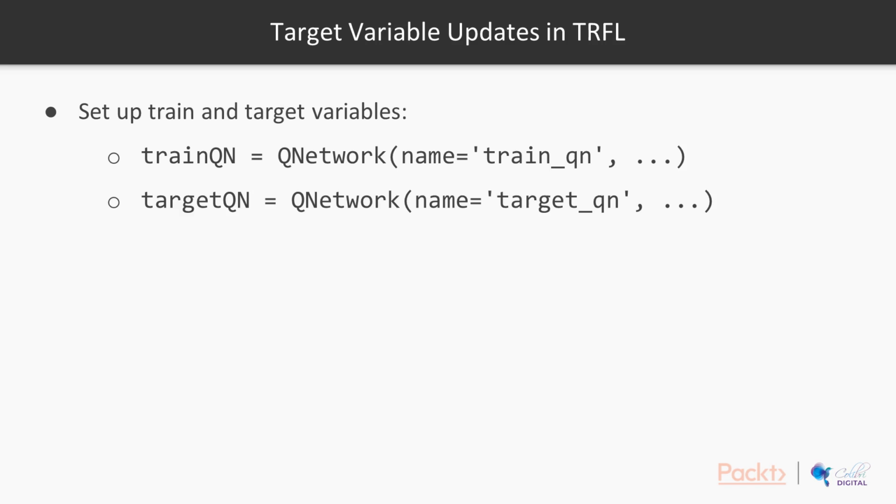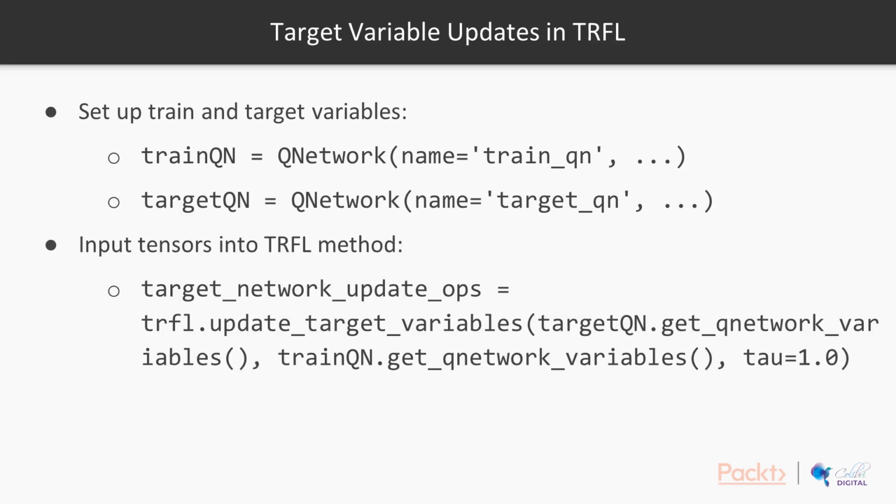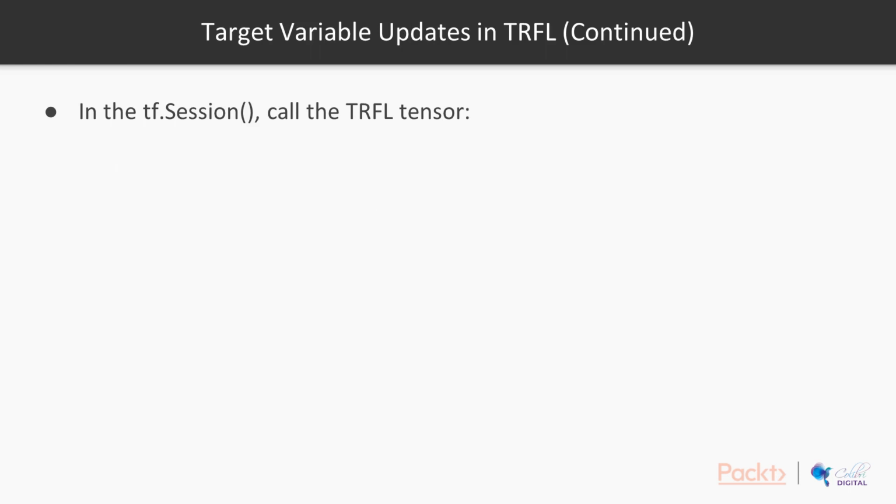Here's some sample usage of target variable updates in TRFL. We set up the train and target networks. We'll go over this step more when we review the code. Then we input the tensors into the TRFL method. In this DQN example, we use the train network variables, the second argument in TRFL.UpdateTargetVariables, to replace the target network variables, the first argument. In this session, we'll call the tensor operation to perform the target network update. By changing the tau argument, you can either fully replace the variables, tau equal to 1, or use a small tau amount to perform a partial update.